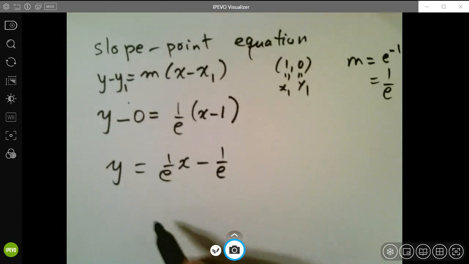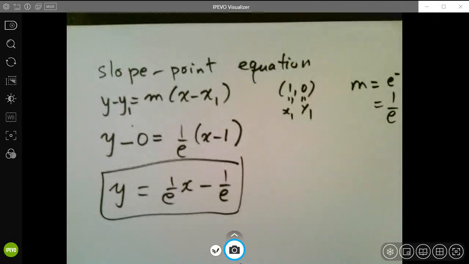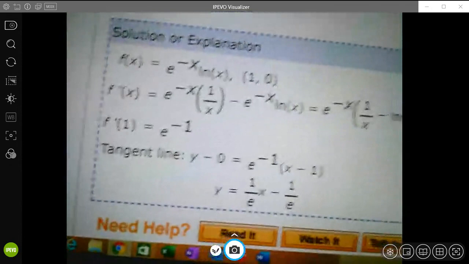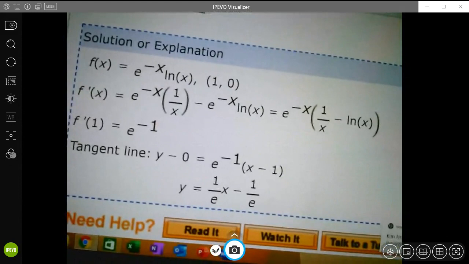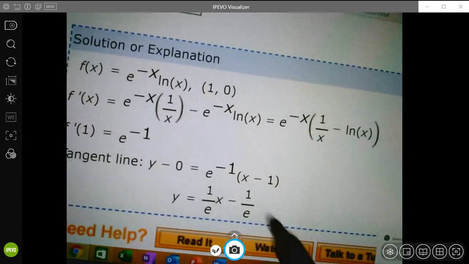Okay, just keep in mind that the derivative will be the slope, and then you use the slope point equation. Okay, I'm done with this one. And actually, to check, that's exactly what they get. You compute the derivative, you plug in 1 into the derivative, that's the slope. Tangent line: y minus y1, 1 minus 0, equals slope times x minus 1. Case closed. Okay, it's very neat and short.